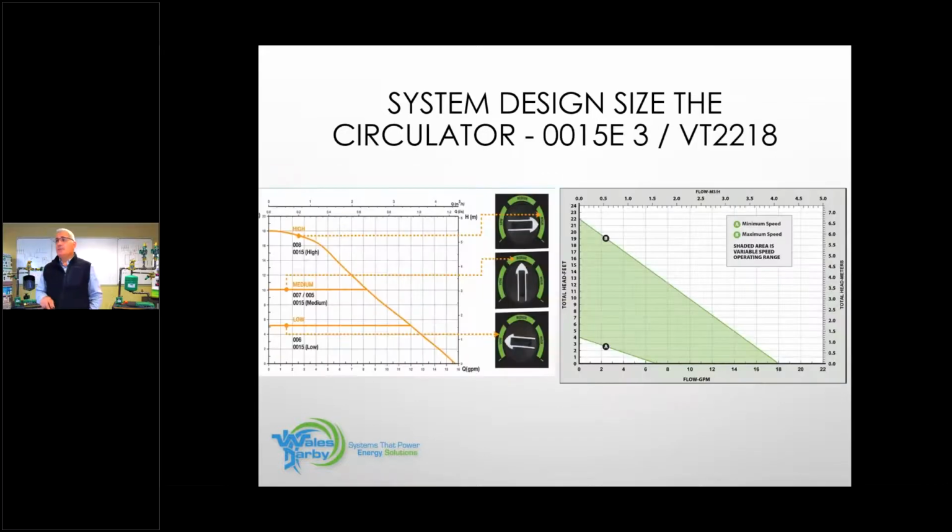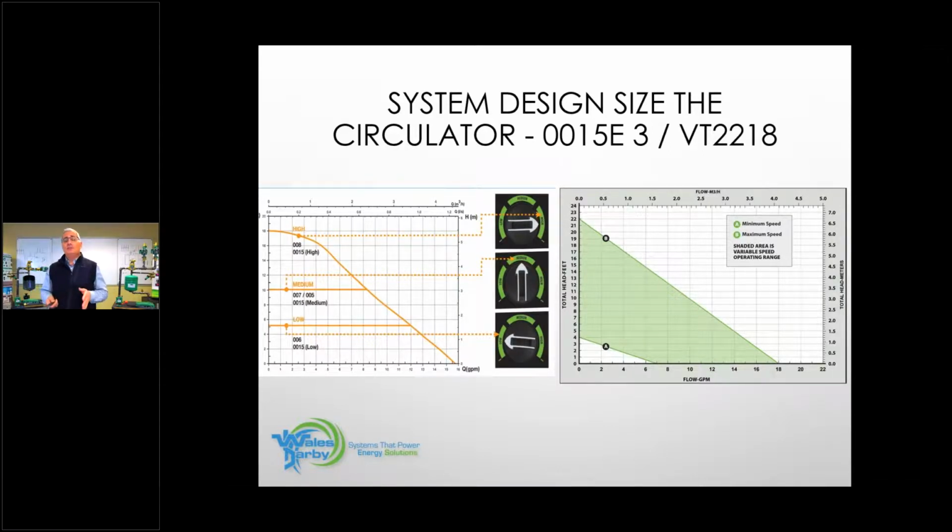So now we have to pick a circulator. I'm going to give you two choices here. I'm going to give you the 0015E3 or the VT2218. The 15E3 is a variable speed delta P circulator. You get to choose either a low, medium, or high. If I put it at low, it's going to vary its speed out to 12 GPM, which is 120,000 BTUs. How do I know that? I multiplied that 12 by 10,000.